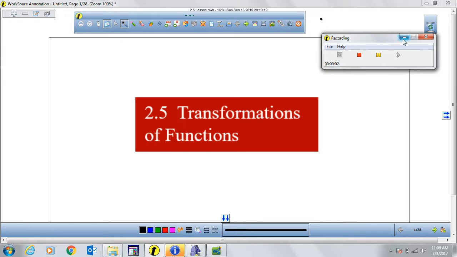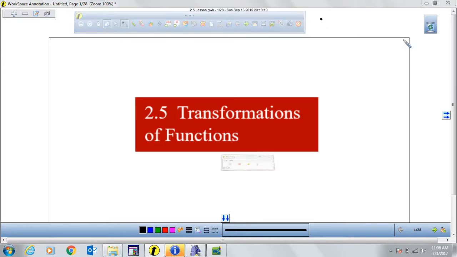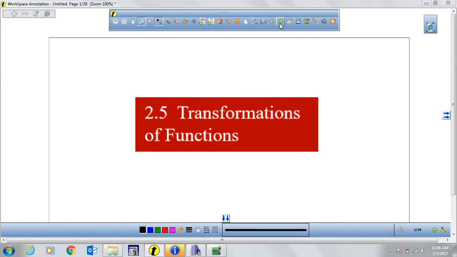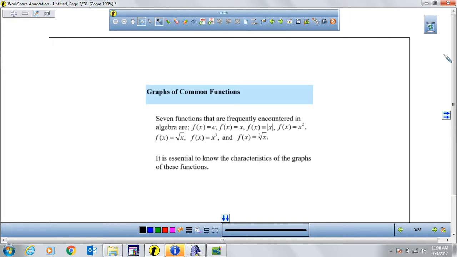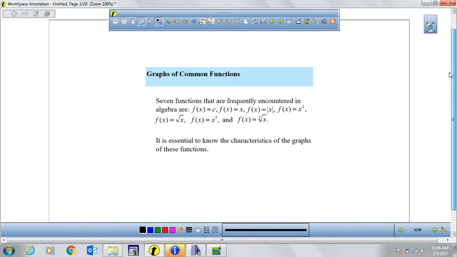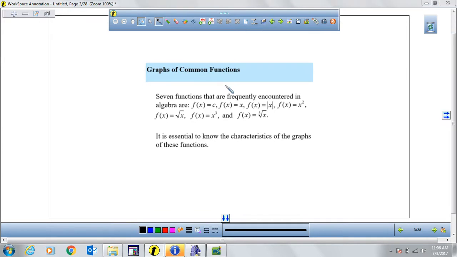Section 2.5 is going to be about all the different transformations of functions. Okay, so the first thing we're going to go into the transformations is we're going to look at the different types of functions that there are, so you can remember all the different families that we talked about in the previous lectures.